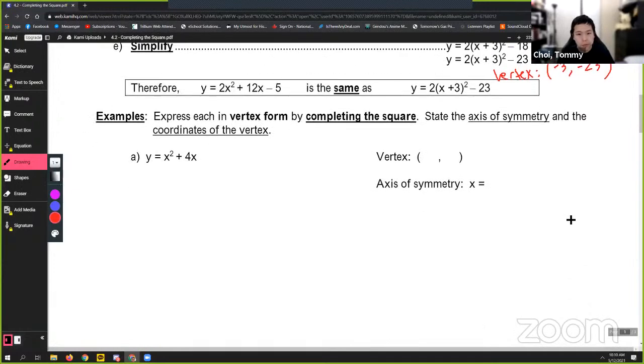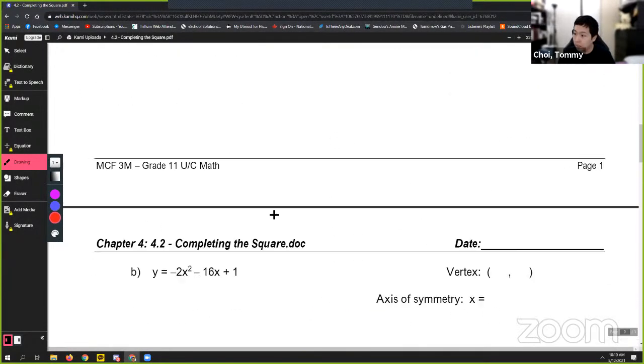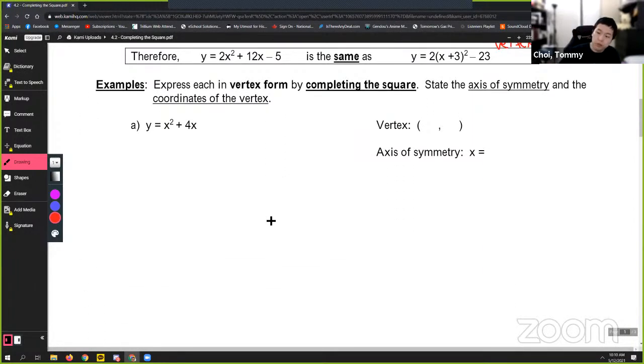Okay? So let's express each form in vertex form by completing the square. And let's state the axis of symmetry and the coordinates of the vertex. So I'm going to go through at least 2 examples here, and I want you to try some yourself as well. So for here, y equals x squared plus 4x. The first thing I do, step 1, usually is just to put brackets around my x terms. What that helps me do is to isolate these two and say I'm working with this separate from everything on the outside. So this is step 1. Put brackets around the x terms so that you don't forget.